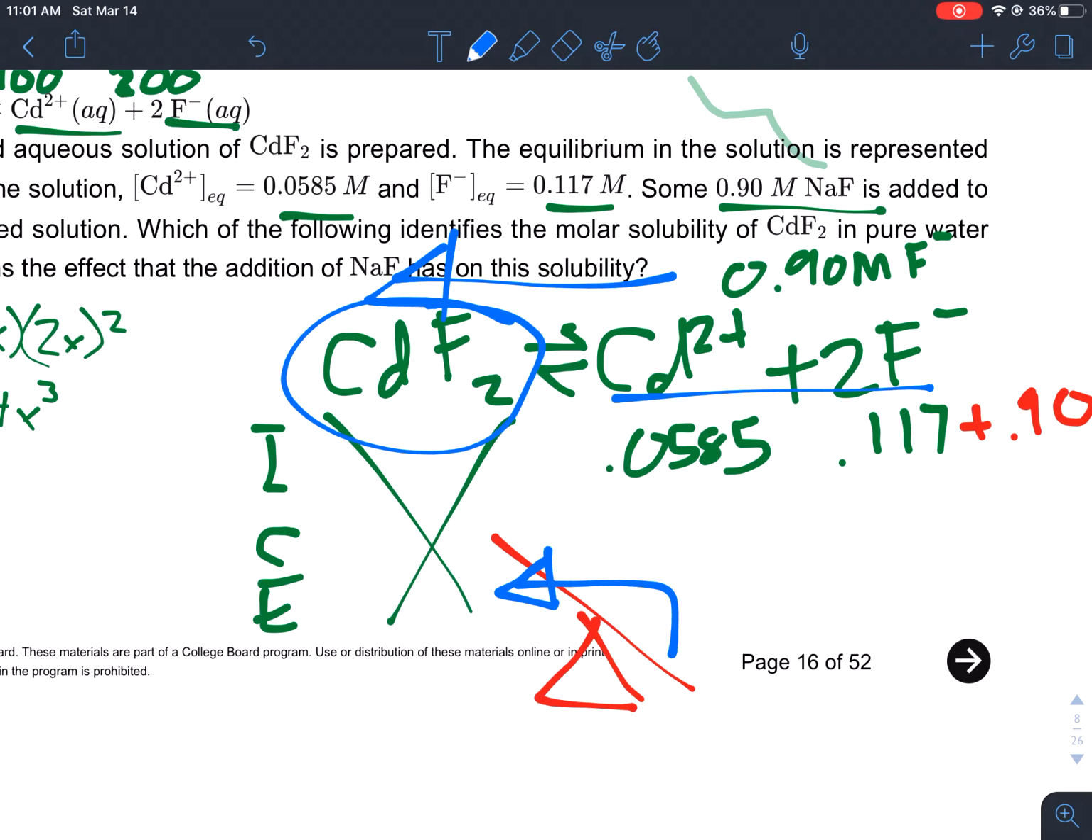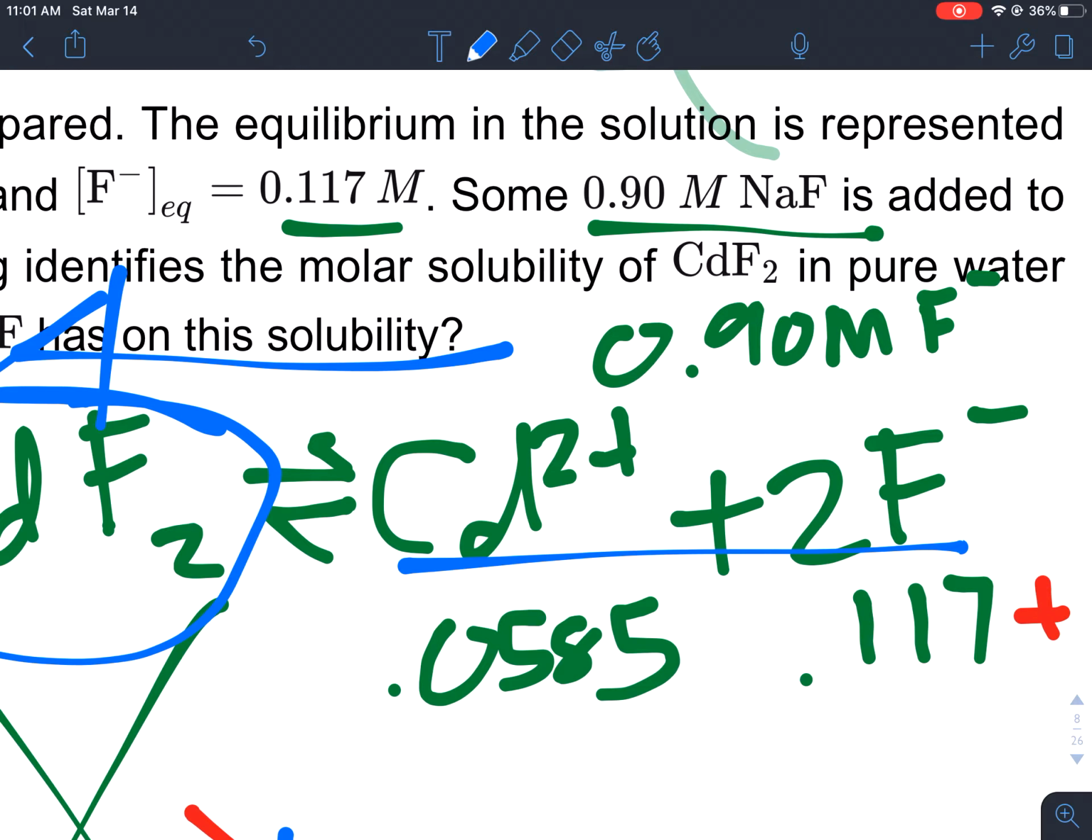Okay, the main thing, you guys, you've got to be big on this: whenever you see Na, whenever you see Li, whenever you see K, you realize that those are spectators. They go away.